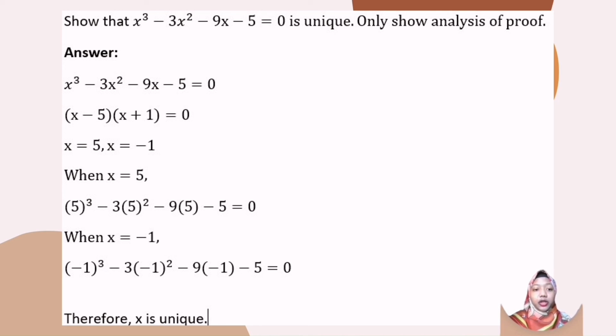So we substitute. When x equals 5, the answer would be 0. And when x equals negative 1, the answer would be 0. Hence, the statement is proven, and therefore x is unique. I think that's all from me. Thank you, and have a nice day.